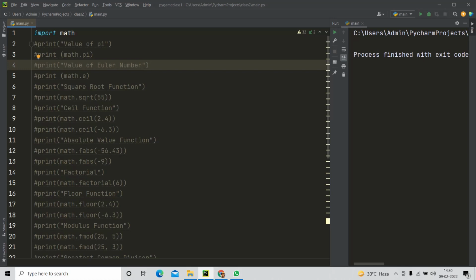Yeah, coming to the main part here. Let me uncomment line by line for you and explain what that particular math module is doing. So here the first one is import math, which is nothing but whenever we need to access one particular module in our program, first we need to import it. So import math is going to import the math module for us.